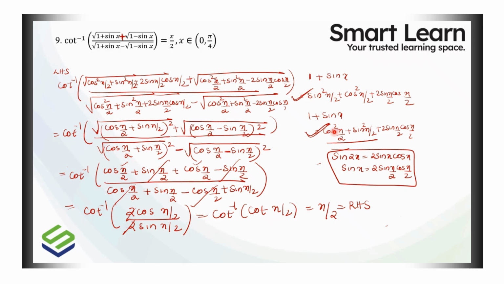You have to write it like sin square x plus cos square x or cos square x plus sin square x according to our question. So here I will write this as cos square x by 2 plus sin square x by 2. And sin x you can write using the sin 2x formula, that is 2 sin x cos x.